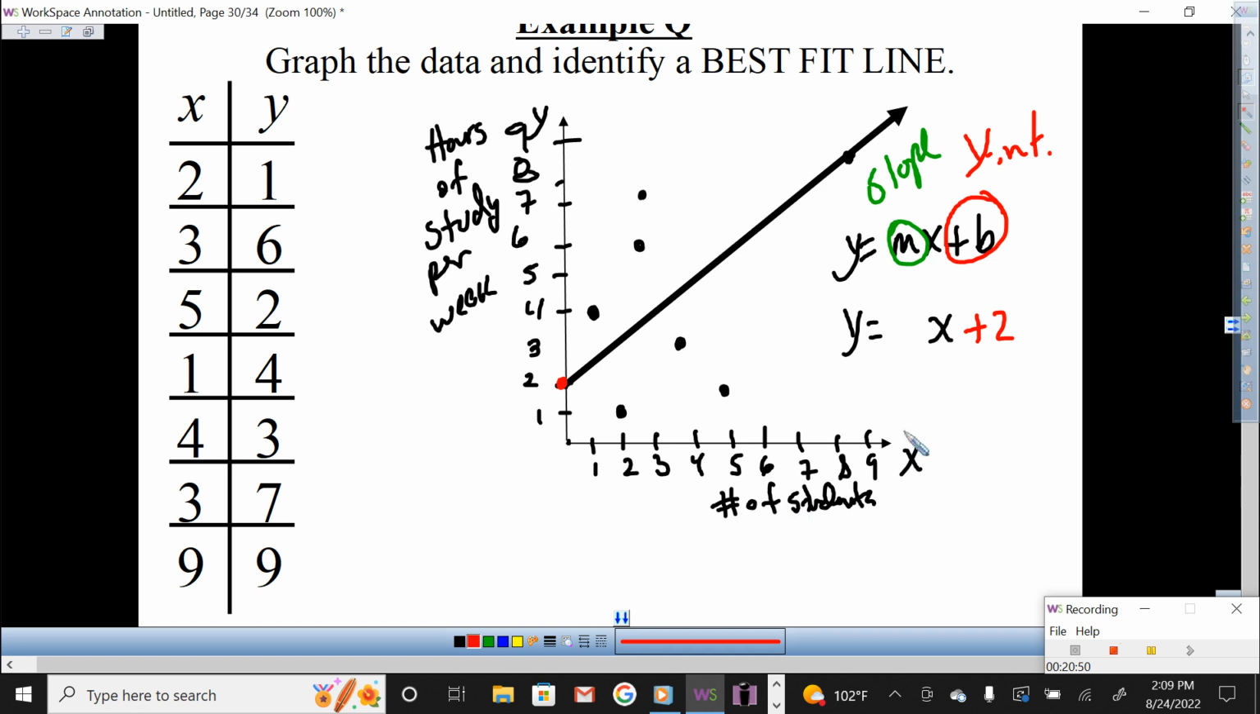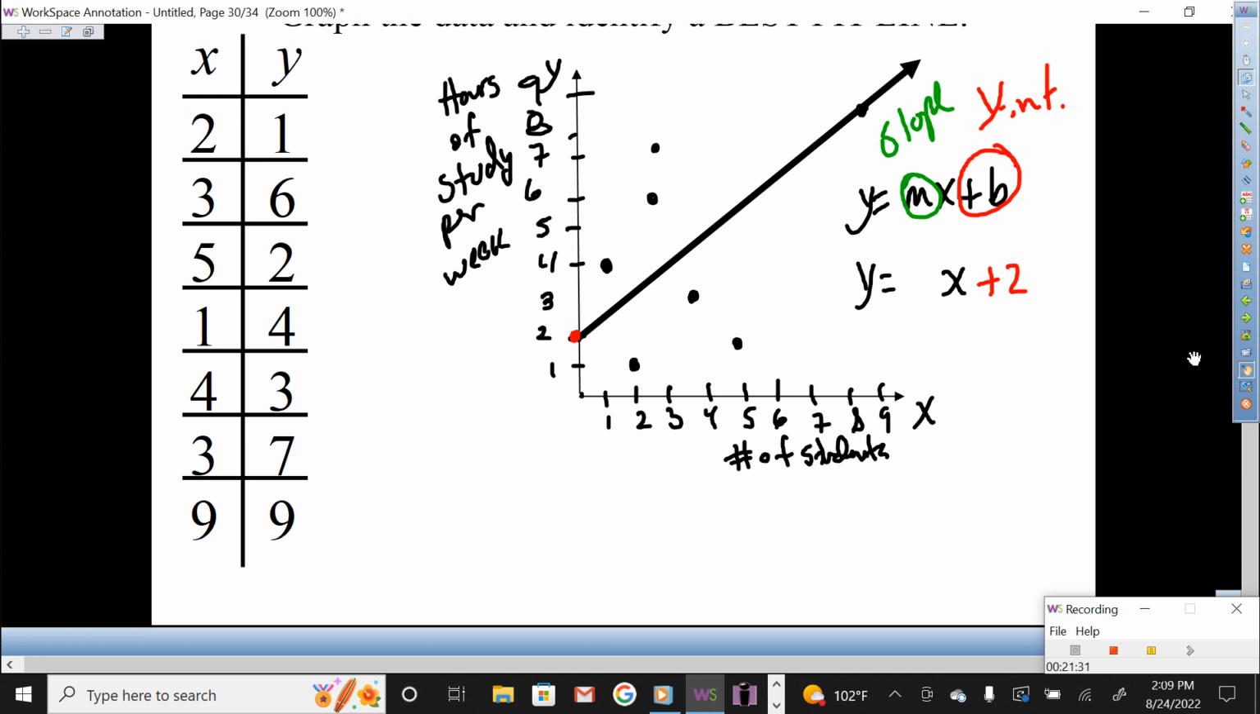Looks like Alexa's got it. Very good. Jet's got it. Pretty good.